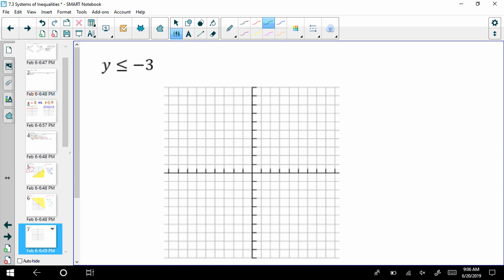Try another one. Y is already alone. So now this one is a unique line. Think of it as y equals negative 3. So if I go to where y is negative 3, this is going to be a horizontal line. And is it going to be solid or dashed? It should be solid because I do have the equal to bar.